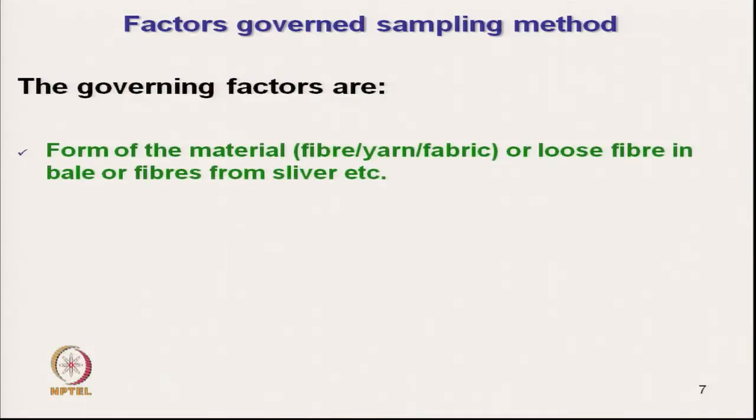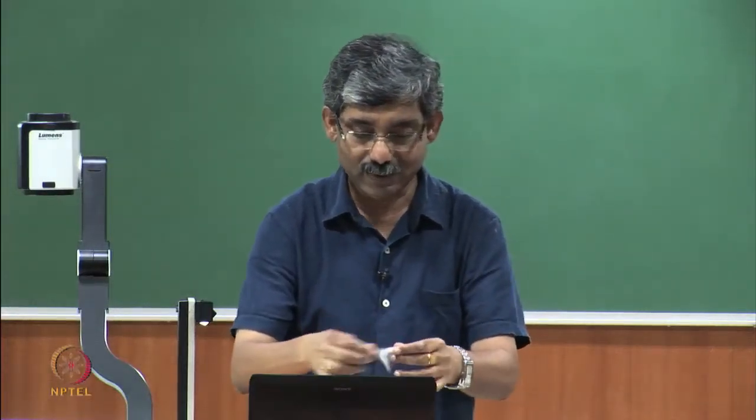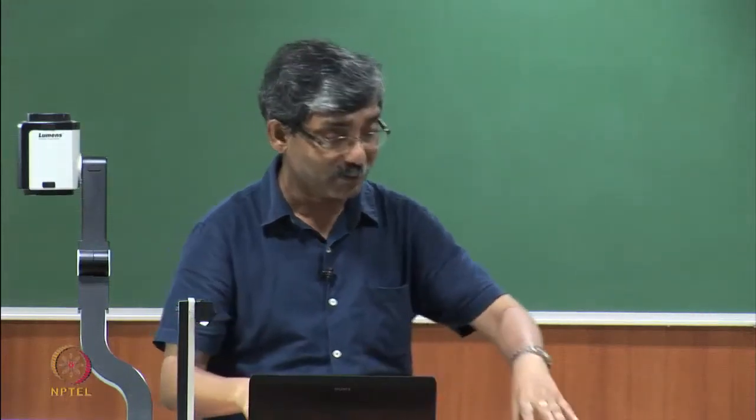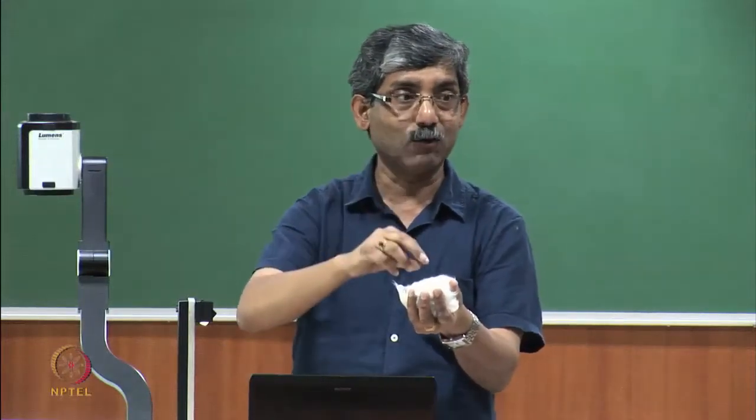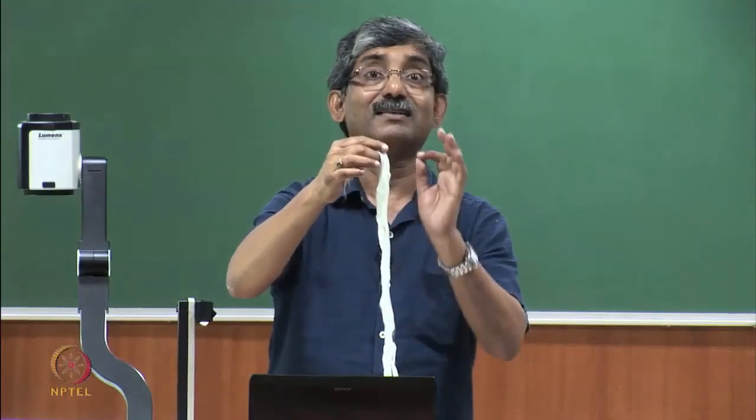The governing factor for sampling, that means what type of sampling we will adopt, is decided by the form of the material, like whether it is in fiber form, yarn form, or fabric form. If it is fiber, whether it is loose fiber, or in bale form, or the fiber is from the sliver. We are taking fiber here and fiber here, they are the same. But if the form of material is loose, the sampling technique will be entirely different from fibers in the sliver form.